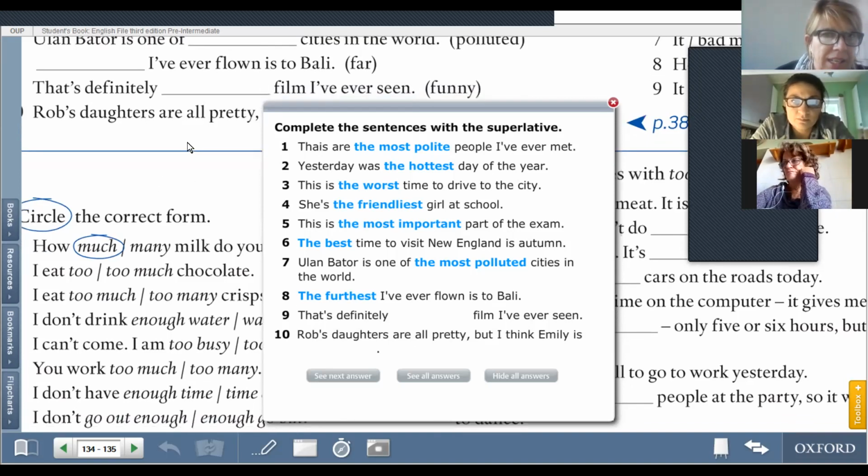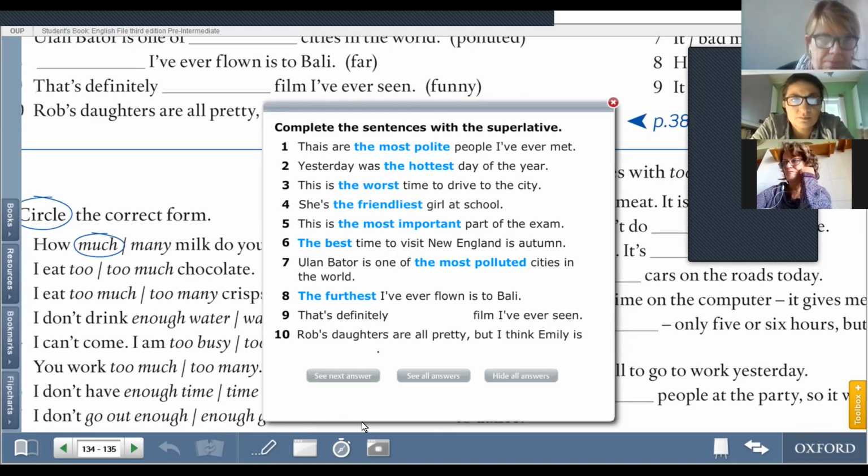Then 9, funny. That's the film, definitely. The funniest film I have ever seen, or the most funny. I would say the funniest. That's definitely the funniest film I've ever seen.